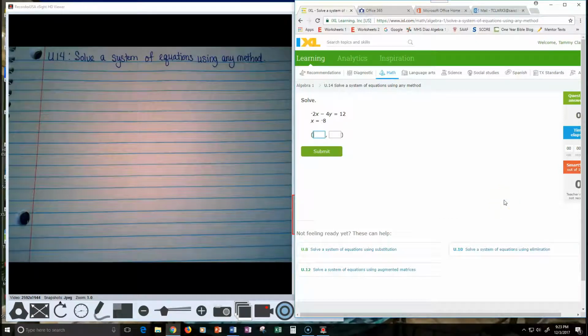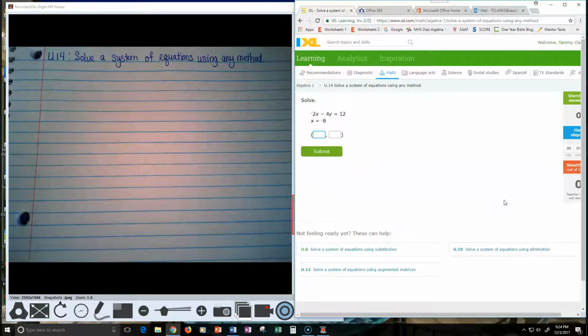Alright, if you notice, we skipped numbers U12 and U13. Augmented matrices are something that we're going to learn in Algebra 2, so I figured I would talk about it later at the end of the year, if not next year. So we're going to now just go into U14. We're going to solve systems of equations using any method.